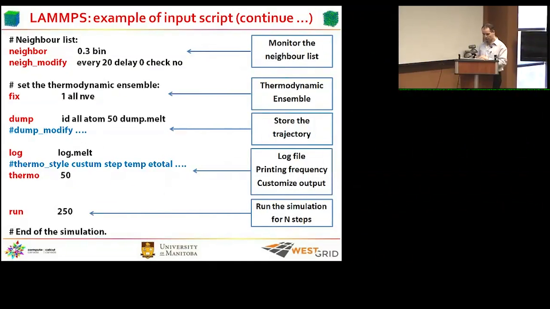This is log.melt. As I said before, it's possible to specify the log file from outside, from the command line, or it's possible to add it inside the input file. If you don't specify, by default, LAMMPS creates a log file called log.lammps.